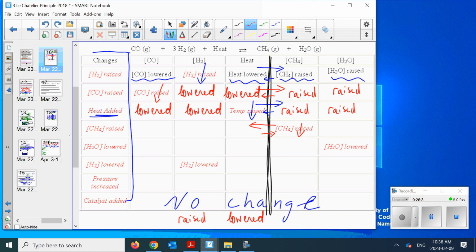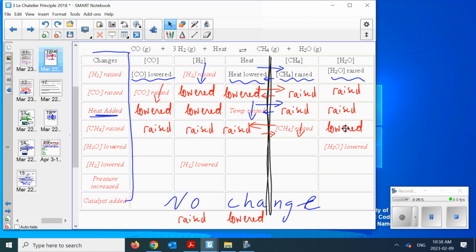I'm only putting that arrow down over the word raised, just to get my head around it. And as soon as I do that, that means there's going to be an increase in things on the reactant side, on the left side, right? Correct? And if the CH4 has to be decreased, the other product has to be decreased.